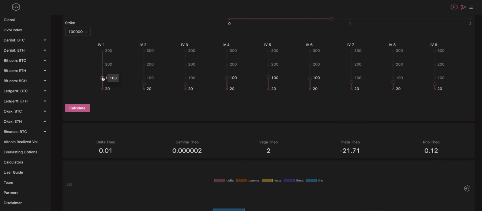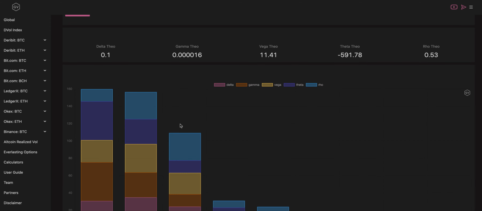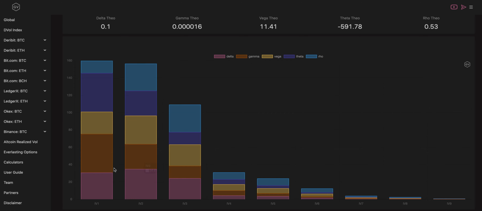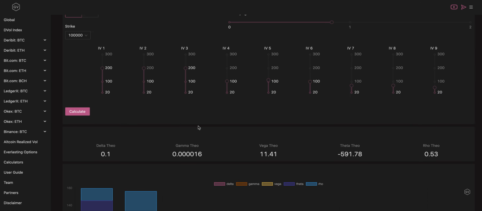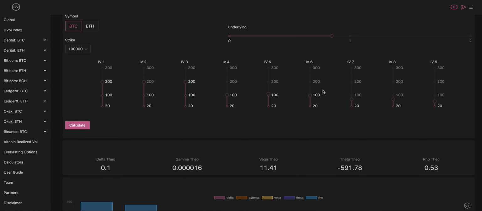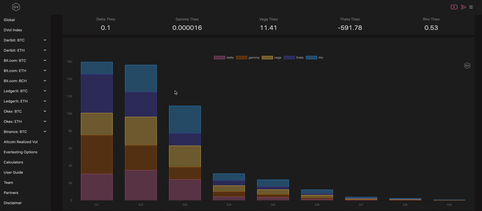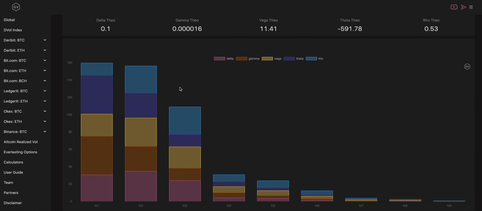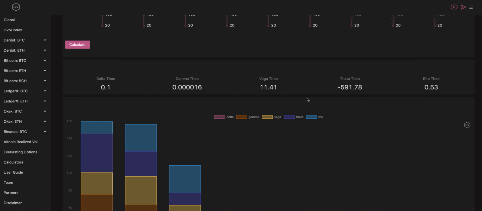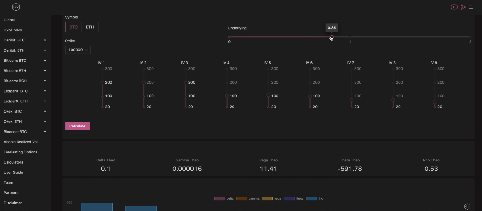Now, how does this change with a different volatility environment? So let's say we pump up vol to 200 for these first 3 options and then calculate this thing again. Boom. All of a sudden, because volatility is so high, it doesn't even matter that we're 15% out of the money. These first few options now have so much volatility that they're basically at the money again, and their Greeks are the ones that are important. And theta has gone up a lot.